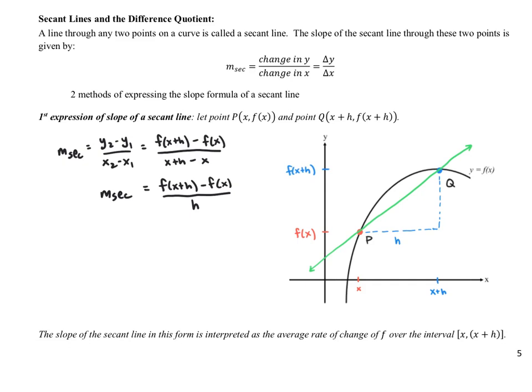So if you're thinking of a car traveling, and it takes you X amount of time to travel a certain number of miles, that's your average rate of change. This is the calculation for that. That's the slope of the secant line.